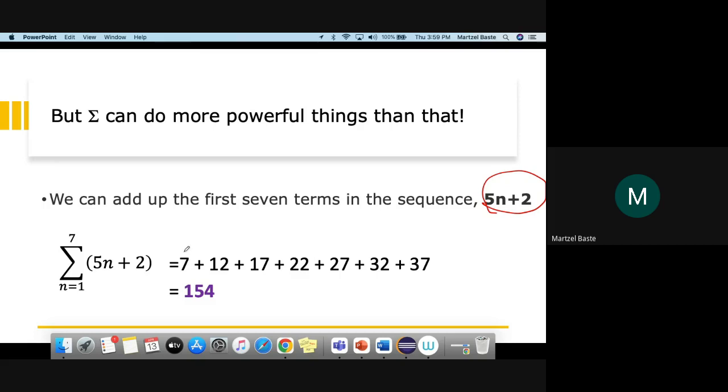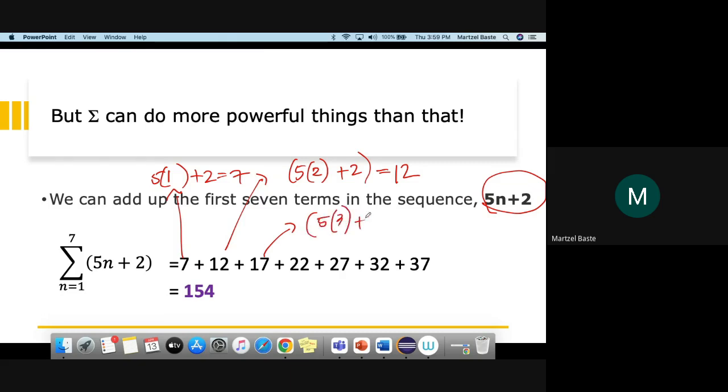How about 12? So this is 5 times 2 plus 2. So 5 times 2 is 10 plus 2 is 12. Do you follow? Did you guys follow? 5 times 3 is 15 plus 2 is now 17.